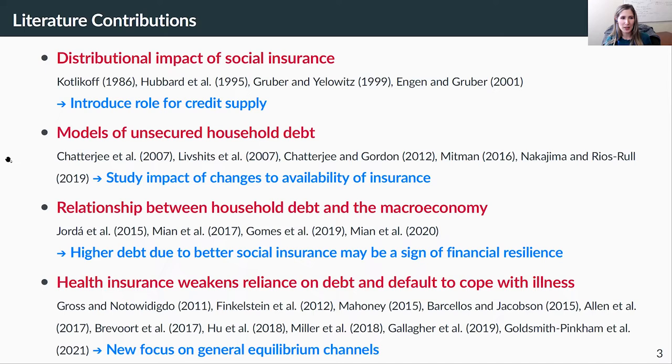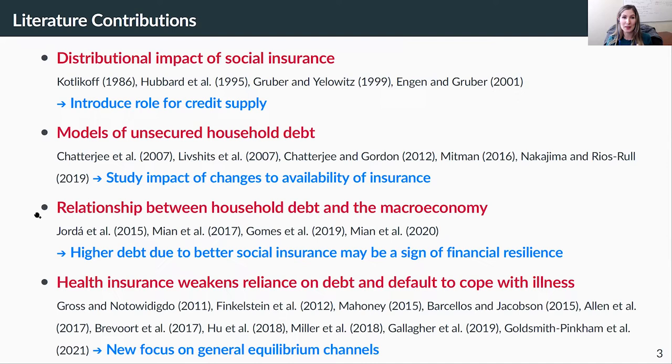We also build on a more macro, structural macro literature that studies the causes and consequences of household debt accumulation. And one of the big ways in which we differ relative to this literature is that we're going to study variation in how well-insured households are. So we're going to vary the extent to which markets are complete versus incomplete and look at what this does to equilibrium debt.